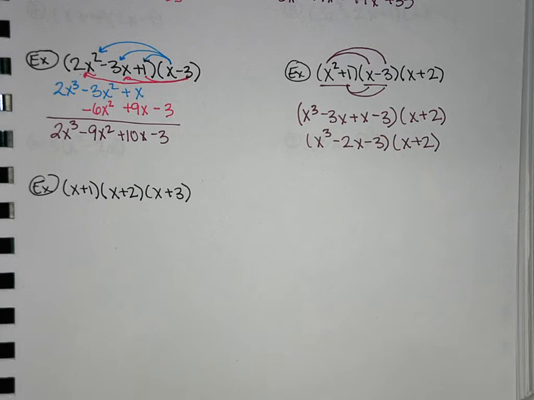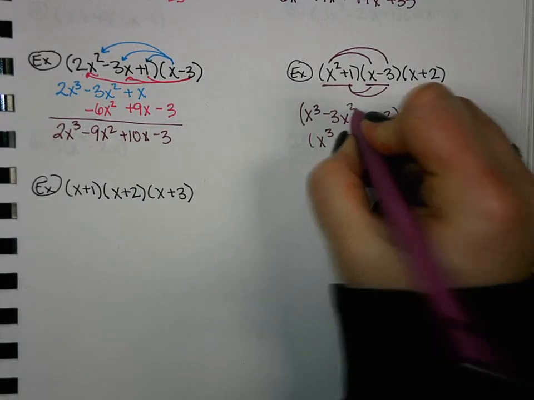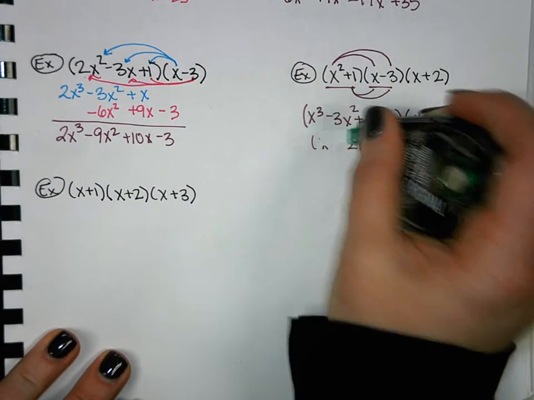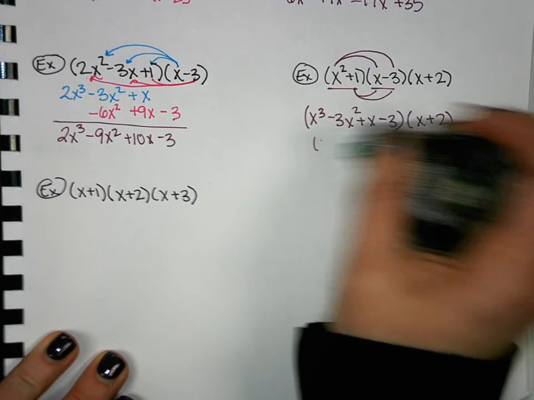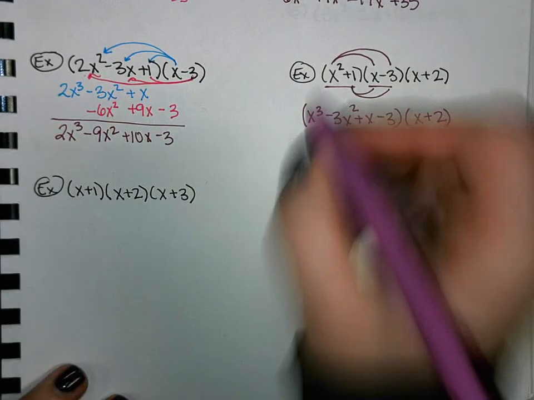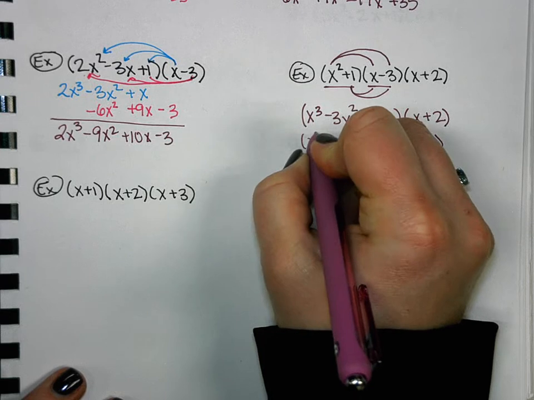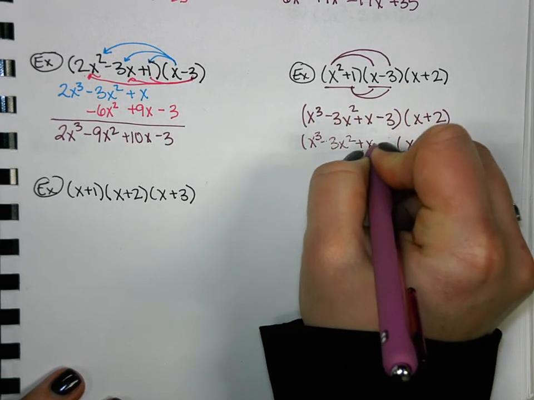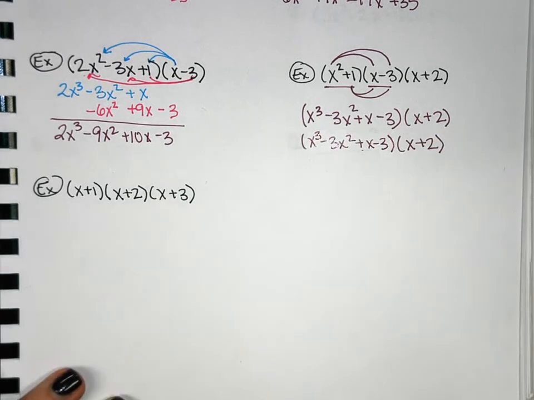Yeah. Why did the negative 3x on the top not have a 2? Oh, it should have a 2. Thank you for catching that. So that means this step is not right. So we don't have any like terms here. Okay, thank you.